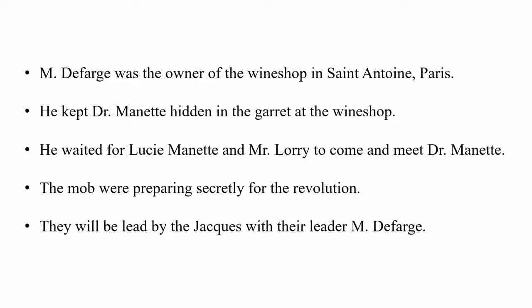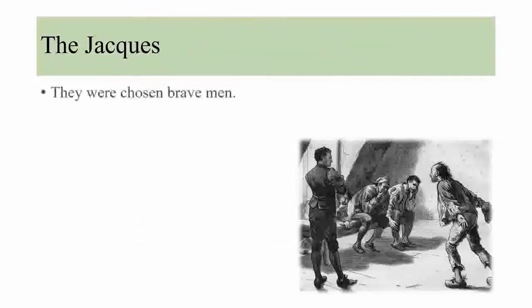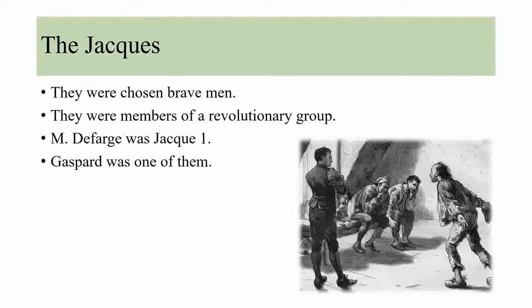You know that Monsieur Duvarge is the leader of the Jacks, and he is helped by other members. Who are the Jacks? They are chosen brave men, very strong brave men. They are members of a revolutionary group called the Jacquerie. They are led by Monsieur Duvarge, as we said before, so Monsieur Duvarge is Jack 1. You will know later that he has a friend called Gaspard. He is one of the Jacks. They are preparing secretly for the French Revolution.